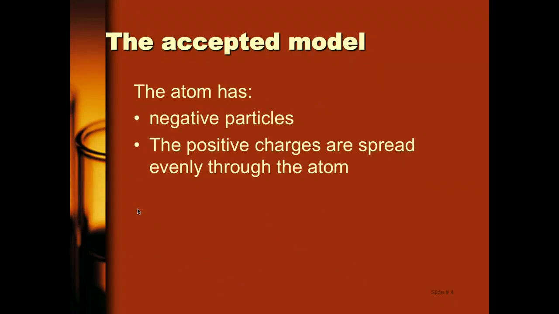Okay, so the accepted model of the atom at the time was Thomson's plum pudding model, where the atom has negative particles within a matrix of that cookie, that plum pudding, which was positively charged. So the positive charges are all spread out throughout the atom, and you had the negative charges scattered throughout that then balanced the atom. So remember, the atom was neutral and everything was evenly spaced.